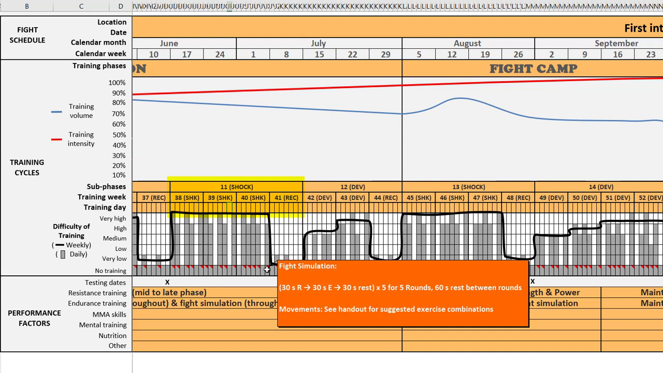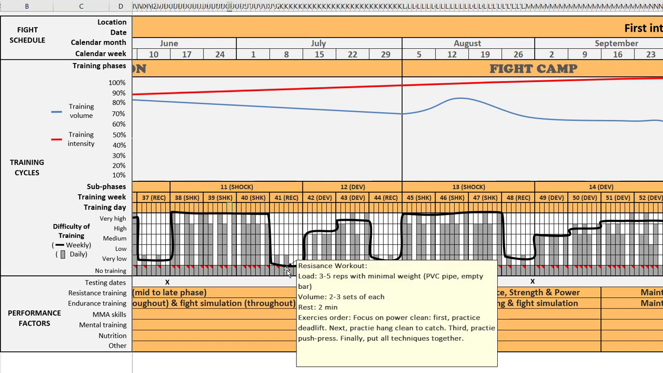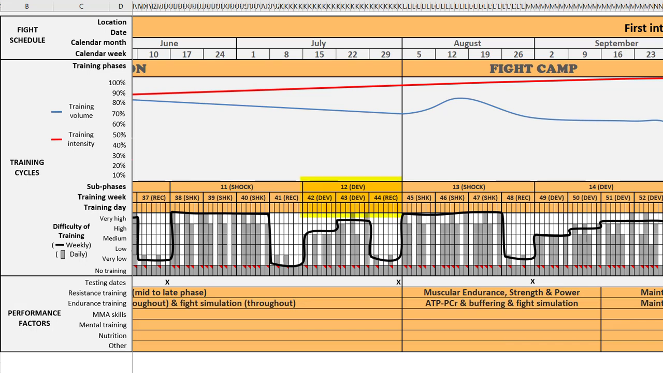And then we finish off that week with the fight simulation. And again, recovery is absolutely imperative during this week as we're starting to get closer to that fight camp. And so this takes us to subphase 12.